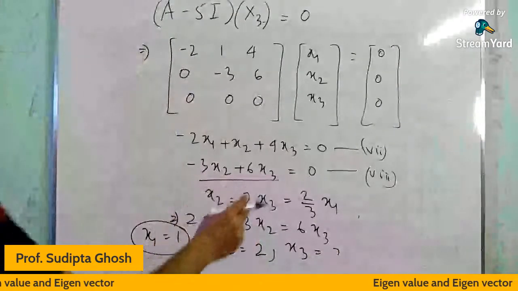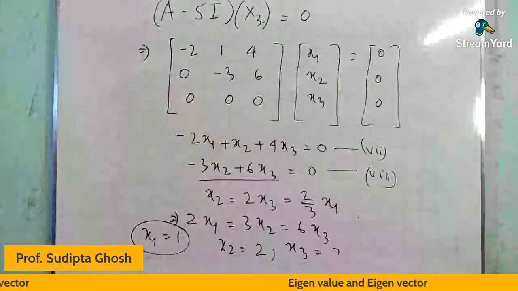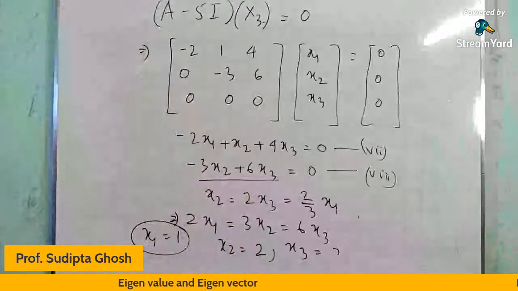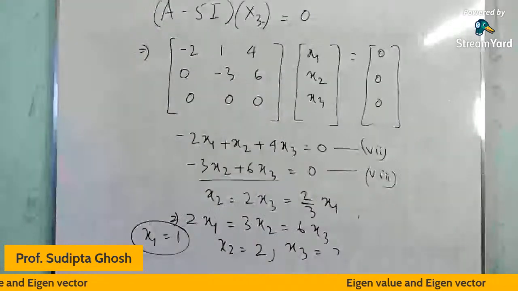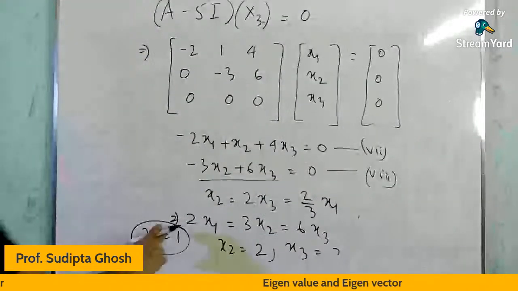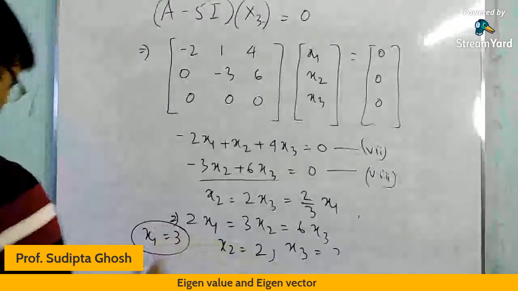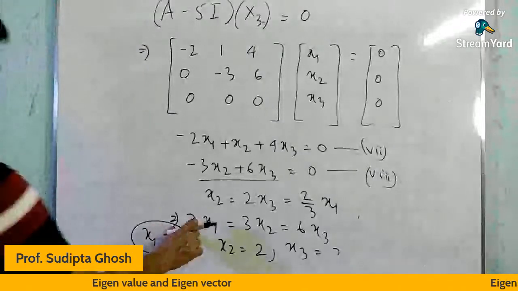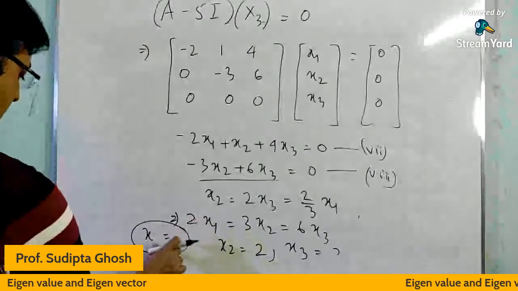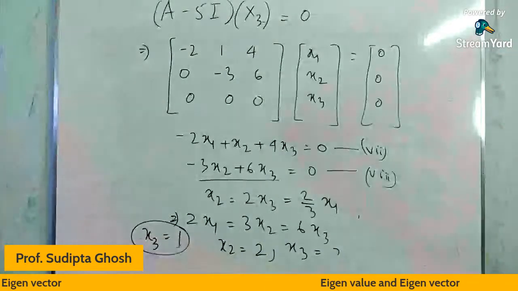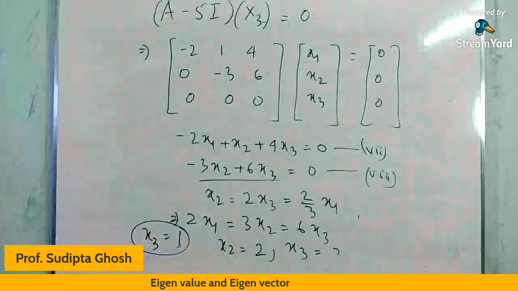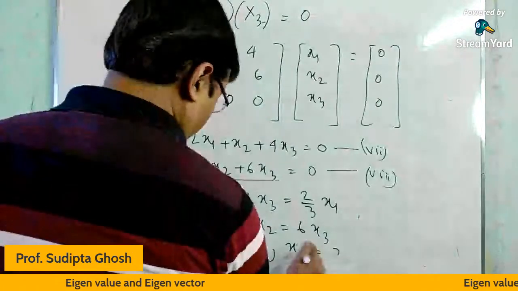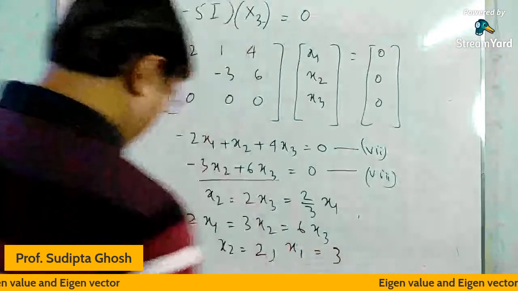No, let's take x3 equals 1. If x3 equals 1, then x2 equals 2, and x1 will be 3. Yes, let's take x3 equals 1. We get x2 equals 2, and x1 equals 3.